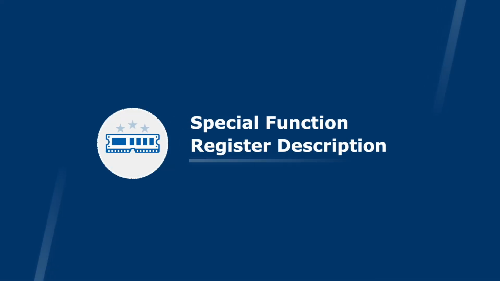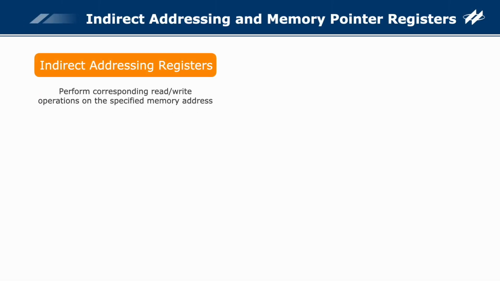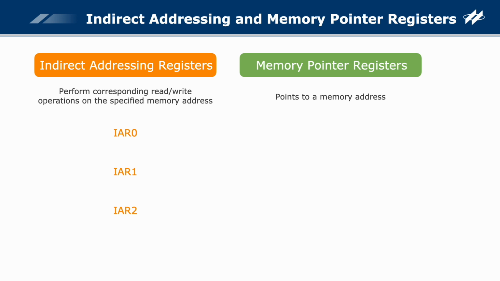Special function register description. The function of the indirect address register is to perform corresponding read or write operations on the specified memory address. The indirect address registers include IR0, IR1, and IR2. The function of the memory pointer register is to point to the memory address. The memory pointers include MP0, MP1L, MP1H, MP2L, and MP2H.